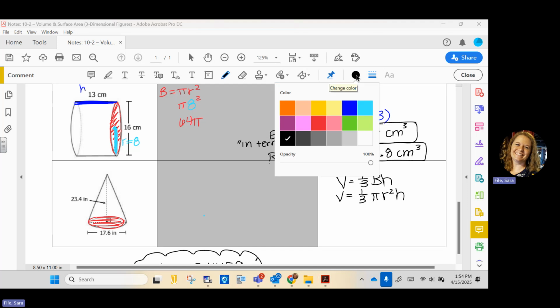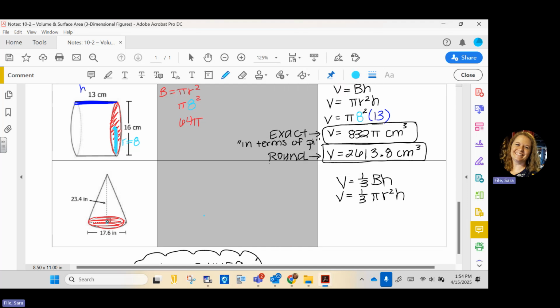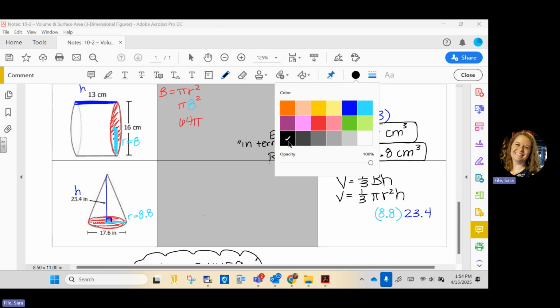Okay, so the radius here from the center to the edge is going to be half the diameter of 17.6. So you have to divide that by 2, and we get that the radius is 8.8. So in place of R, I'm going to have 8.8. The height, remember, makes the 90-degree angle with the base, and that label was marked as 90, so I know that's the height. 23.4. I don't need to do anything fancy to find it. It's labeled.